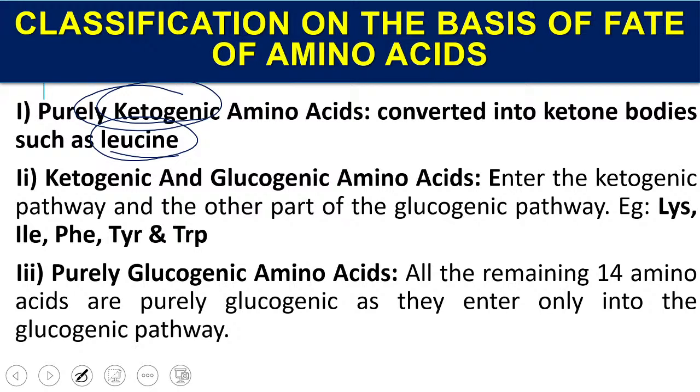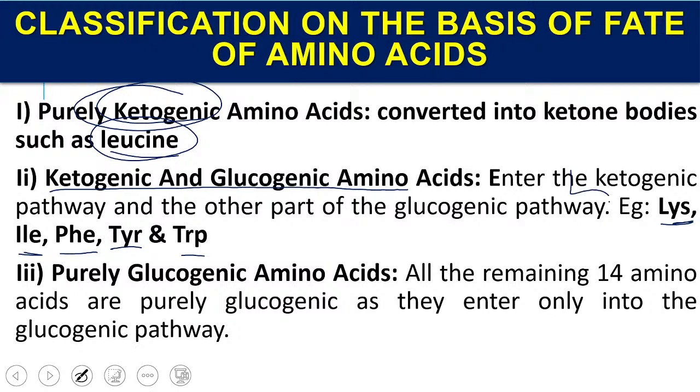So leucine is a pure ketogenic amino acid. It will not give you carbohydrate, or any other forms of biomolecules. The second one is ketogenic and glucogenic, which gives you both glucose, carbohydrate, as well as ketone. Here we have 5 amino acids: lysine, isoleucine, phenylalanine, tyrosine and tryptophan. So these 5 amino acids are both ketogenic and glucogenic.